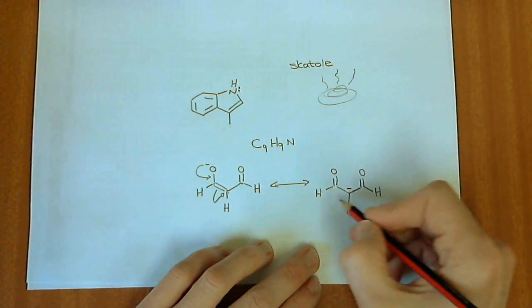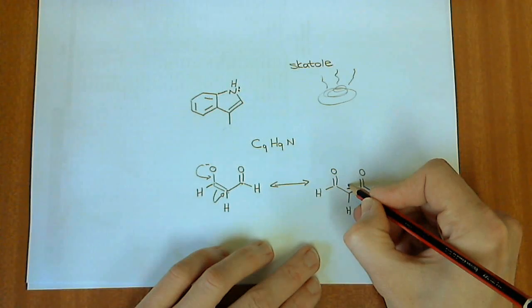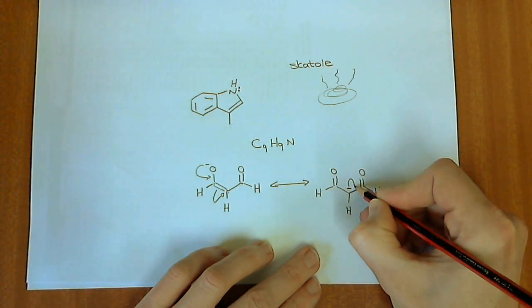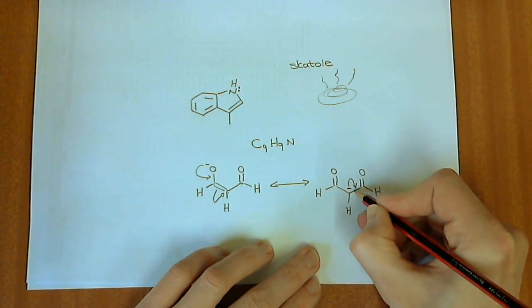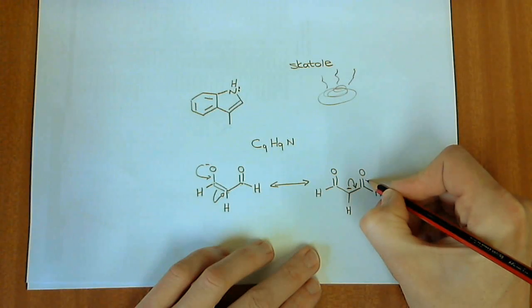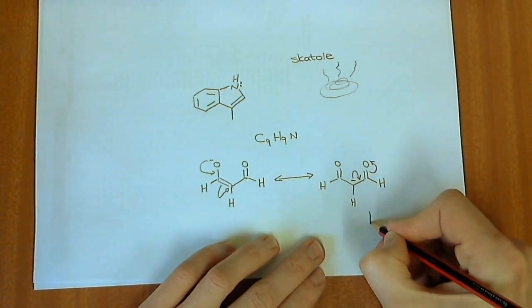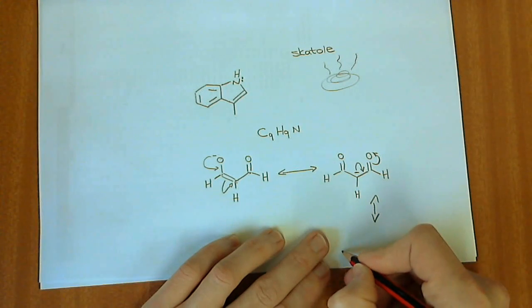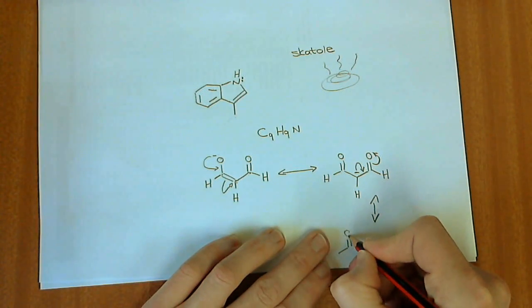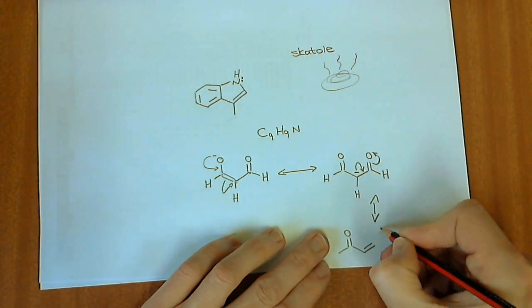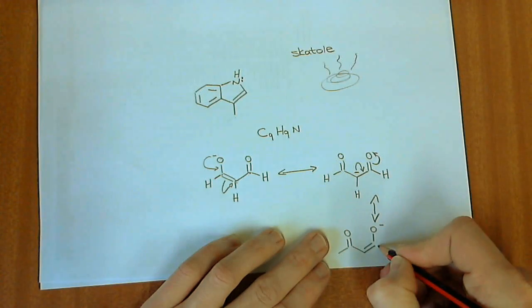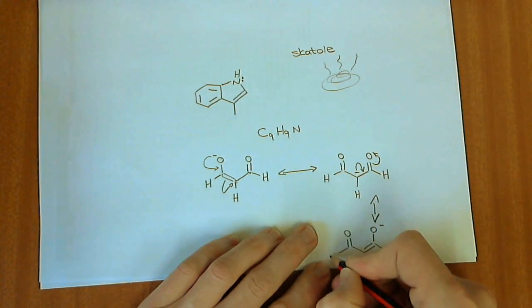And we can actually do this again. The negative charge can move again. It can bounce in like this to form a pi bond here, which it can do because this pi bond can break from the oxygen. And what we're left with is a molecule that looks like this.